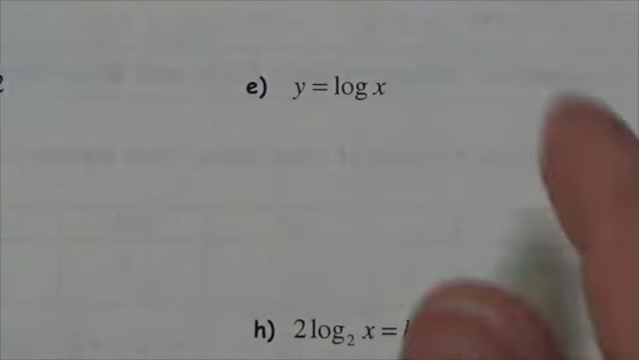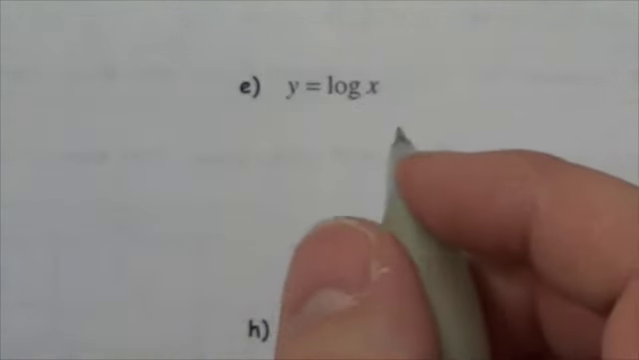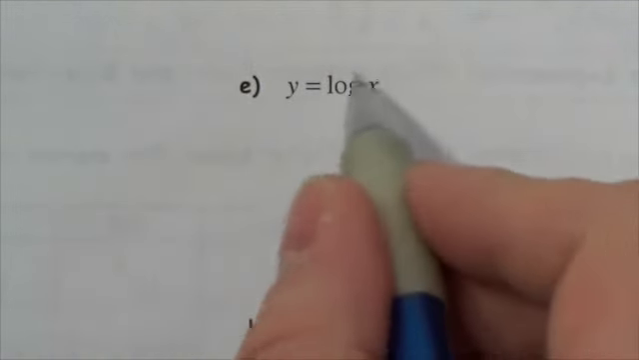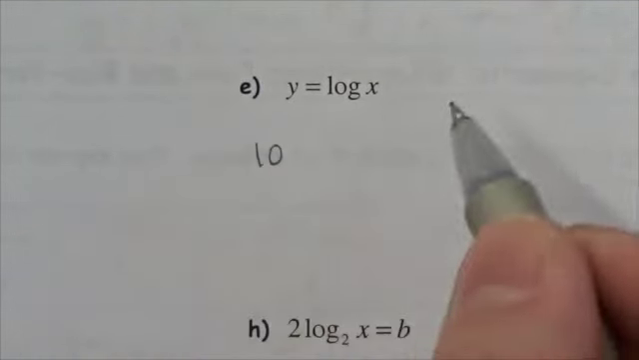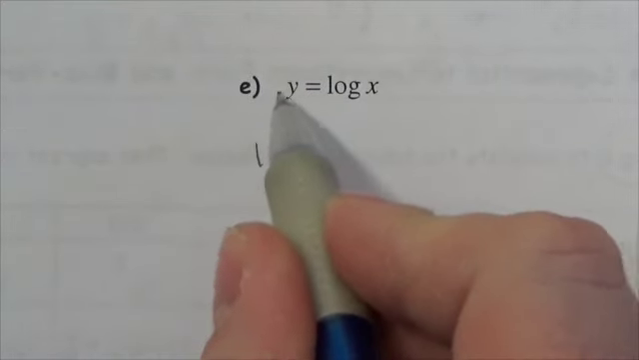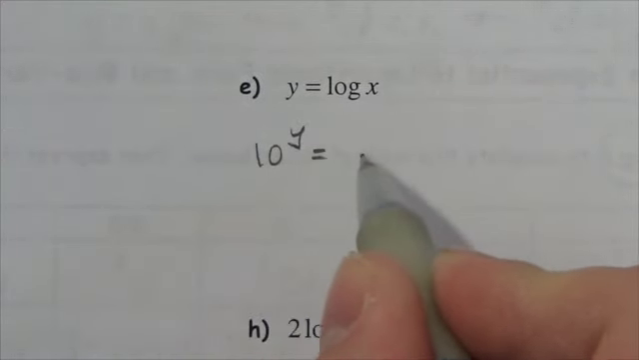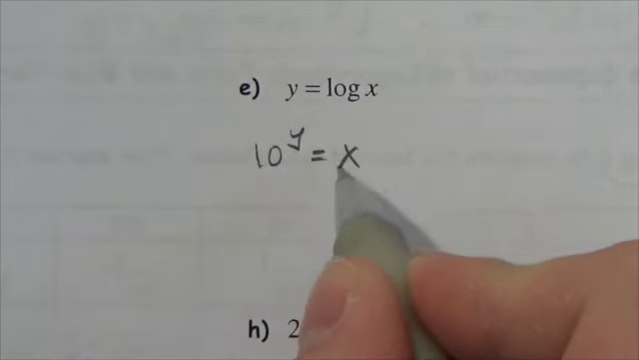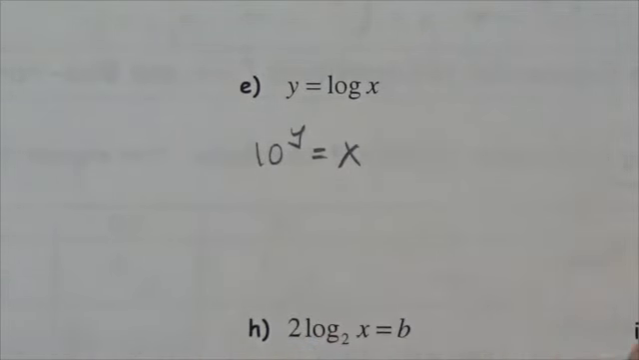Over here, a little bit more abstract because we're just talking about variables here, but if the base isn't written, the base is 10. The logarithm equals the exponent, so the exponent is y. And the power here equals the argument of the logarithm, what it is we're taking the log of.